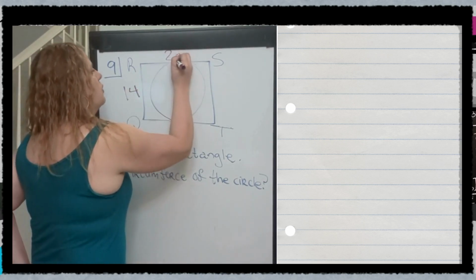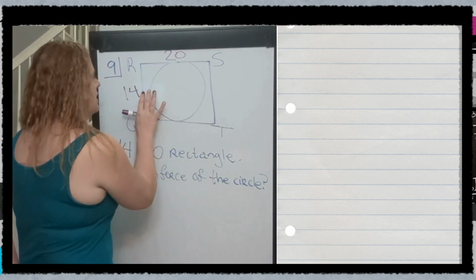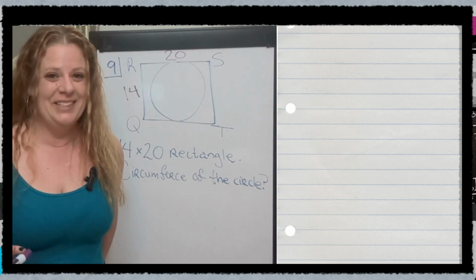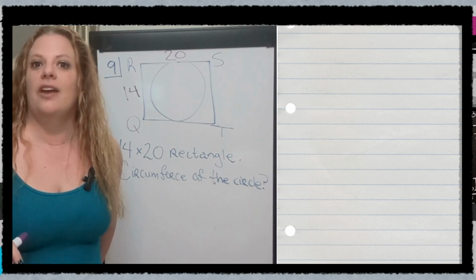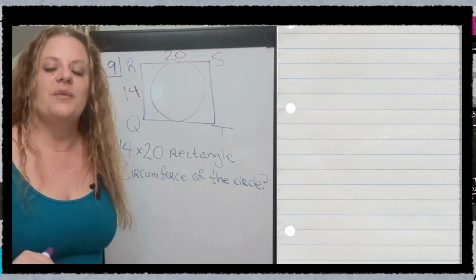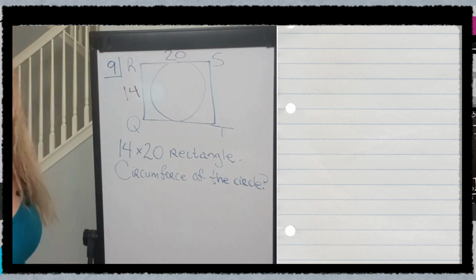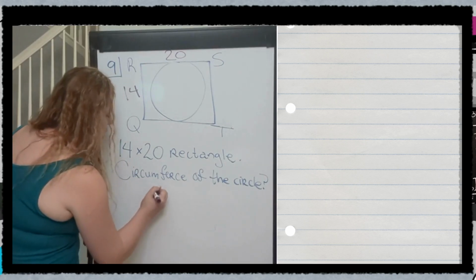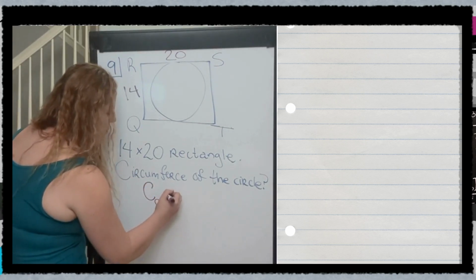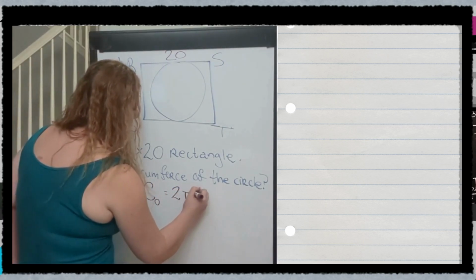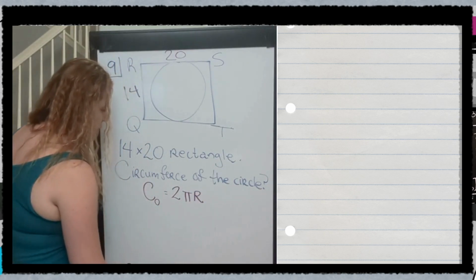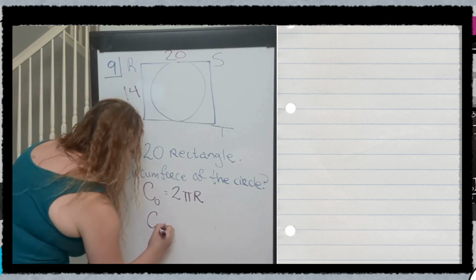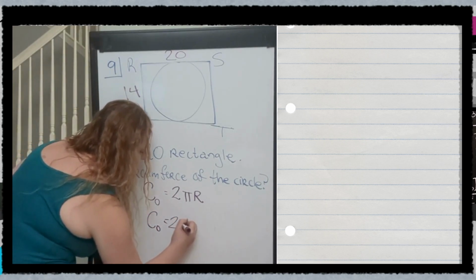and our 20. You can tell the 20 is longer because it doesn't touch the sides of the circle. This is a good opportunity to remind you that these pictures are not always to scale, so you have to use your imagination to make them to scale. All right, so 14 by 20. What is the circumference? Well, circumference of a circle is 2 pi r. We know the 2 and the pi. What is r?